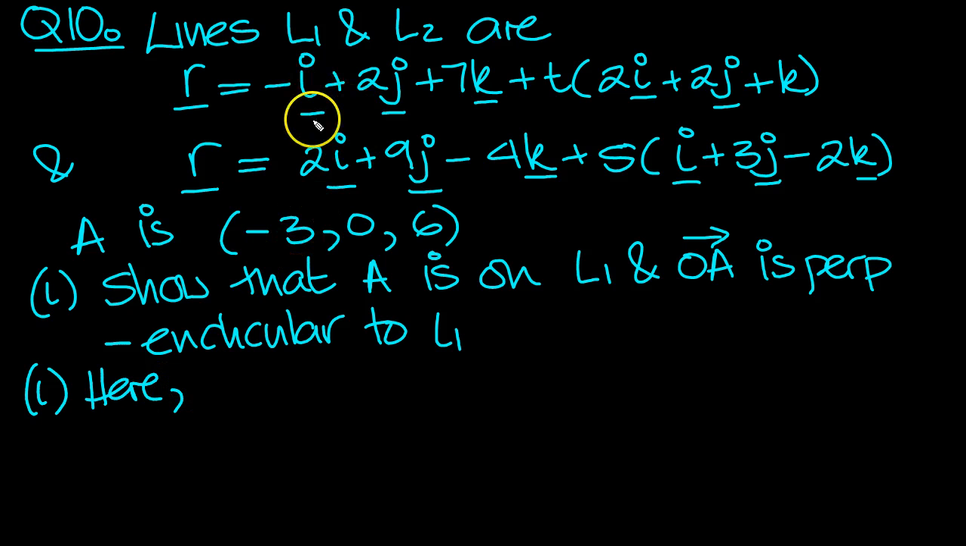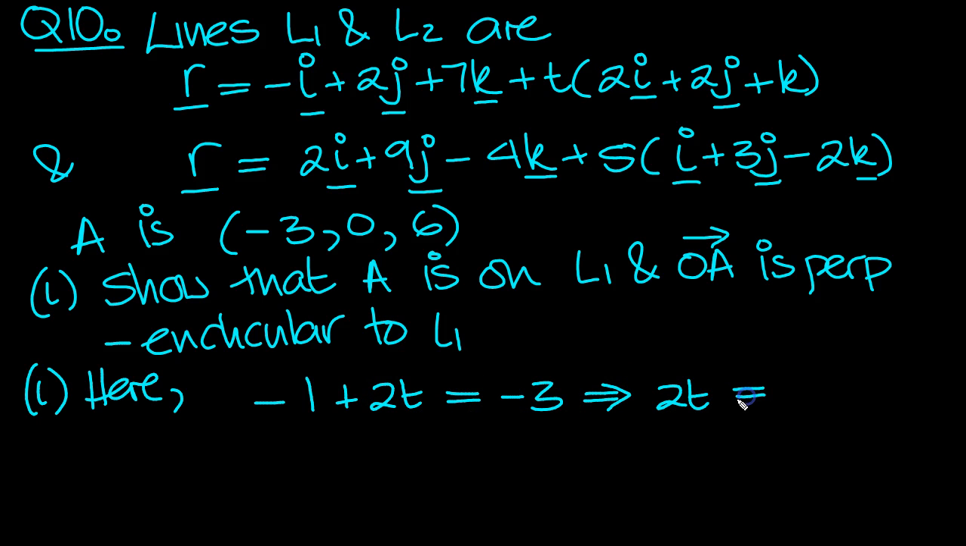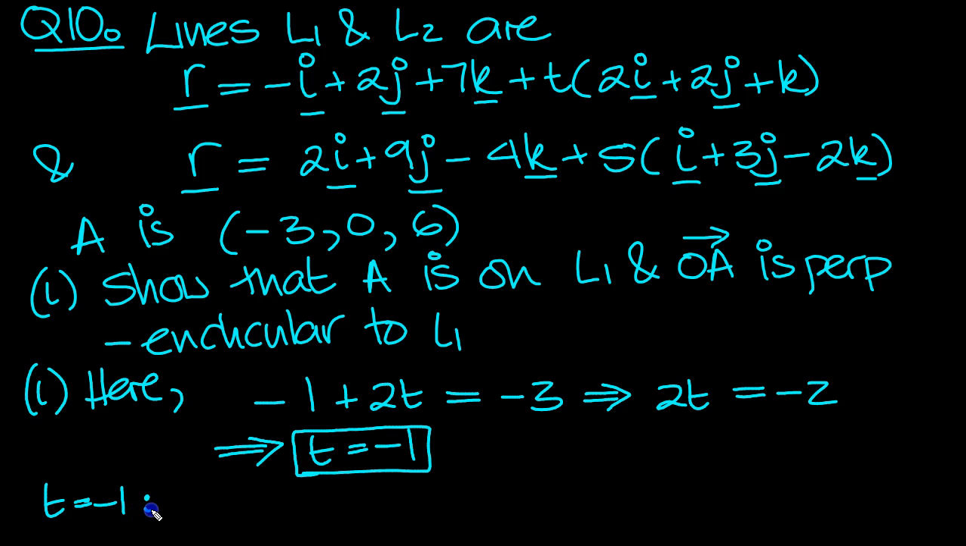For the i component to be minus 3, we've got minus 1 plus 2t needs to equal minus 3. So therefore move the 1 over. 2t stays as is. Move that to plus 1. 1 minus 3 is minus 2. So that tells us then t is equal to minus 1, isn't it? Move the 2 from times to divide. So t equals minus 1.